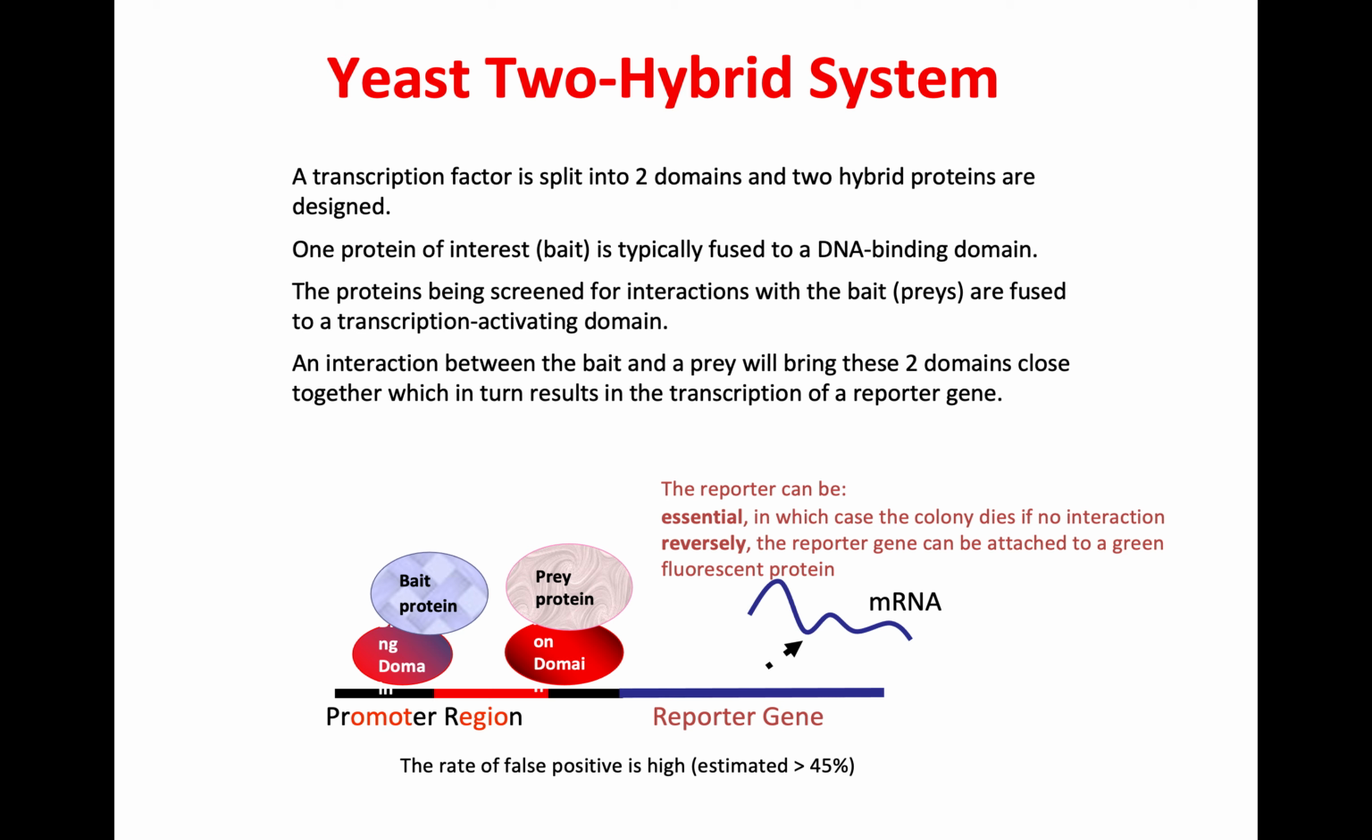So you get your mRNA to be transcribed. The reporter genes are usually certain essential genes, or from the protein, in which case the colony sometimes dies if there is no interaction. Or conversely, the reporter gene can also be attached to a green fluorescent protein, but that is harder to do, though it is possible nowadays. So that is the basic principle of the yeast two-hybrid system.